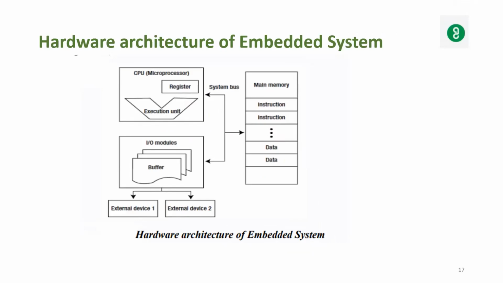Hardware architecture for an embedded system. You have a basic CPU, that is a microprocessor. You have a separate memory unit. You have separate input-output modules, which are connected to external devices. This architecture will differ in different microprocessors and microcontrollers. The basic hardware architecture is that you have a CPU, an input-output module and memory, all connected through the system bus.